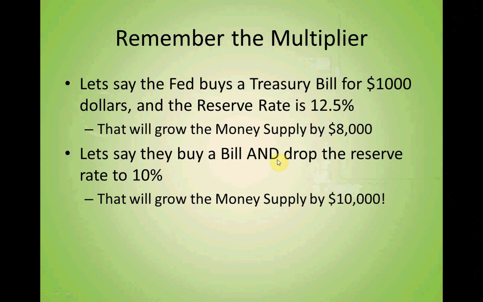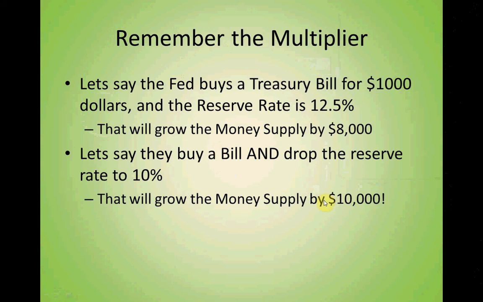Now, let's say they buy a bill and drop the reserve ratio to 10%. So let's say they create $1,000, and because they're really worried about the economy, they drop the reserve ratio from 12.5 to 10%. Well, think about that. And once again, you just have to redo the math. I don't want to bring up the calculator again. But if you double check my math, I'm pretty sure I did it right. That will increase the money supply by $10,000.